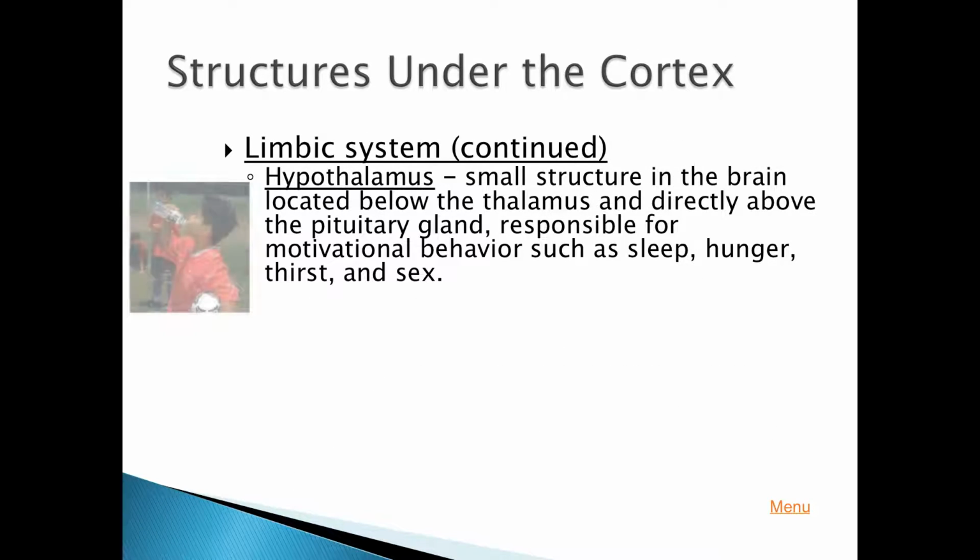The hypothalamus, again, part of the limbic system, seems to have a very specific role when it comes to dealing with motivational behaviors that people engage in. Things like sleep, hunger, thirst, and sex, as well as being located very near to the pituitary gland. We'll talk about the pituitary gland. It's often referred to as the master gland. But the hypothalamus sits very close to that section, and again, seems to be involved in a lot of these motivational types of behaviors that people engage in.